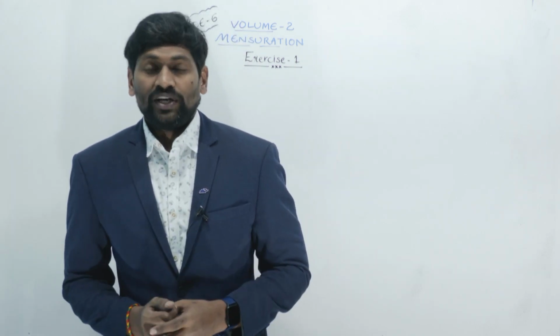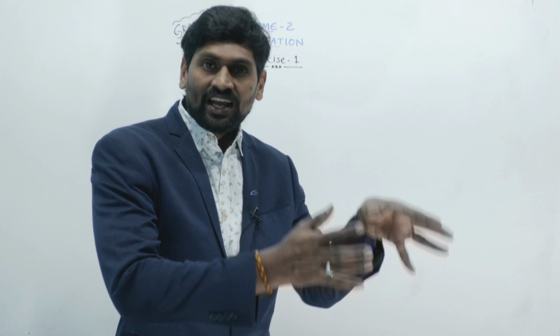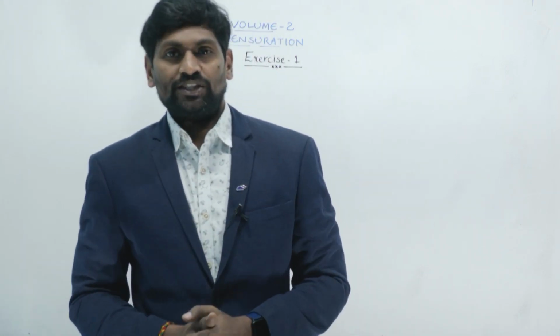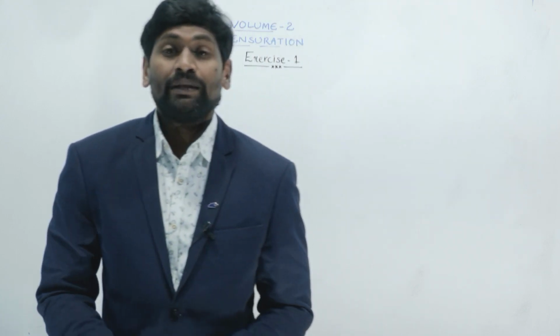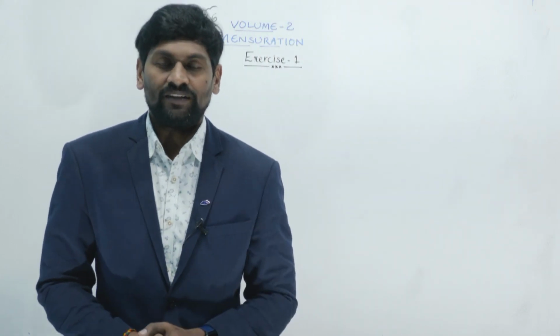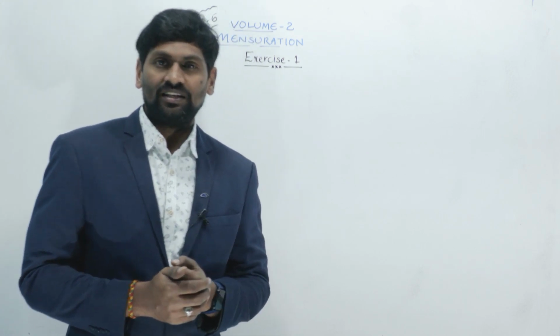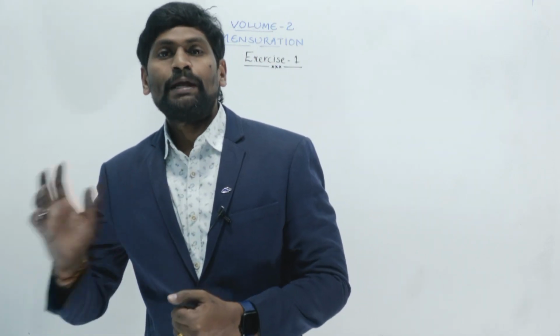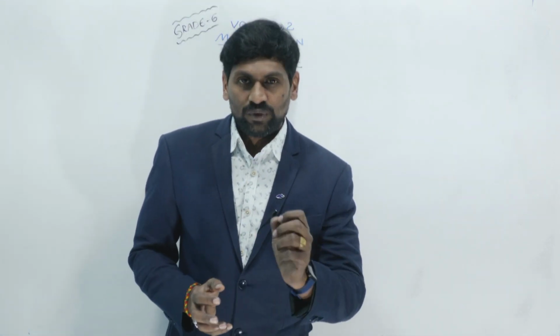Okay, in our previous class we discussed the formulas of triangles and quadrilaterals, and also the circle. Now the first question from this exercise 1: given the side of an equilateral triangle, we should find its perimeter. What is an equilateral triangle? An equilateral triangle is a triangle whose all sides have equal length. Such a triangle is called an equilateral triangle.